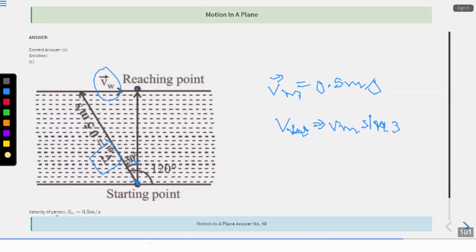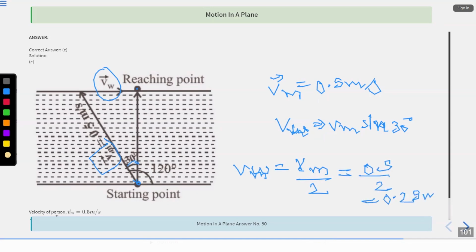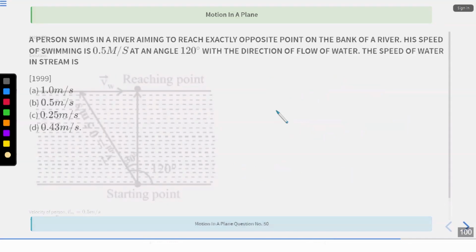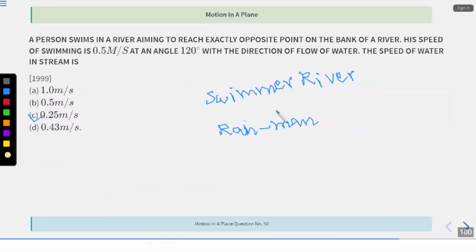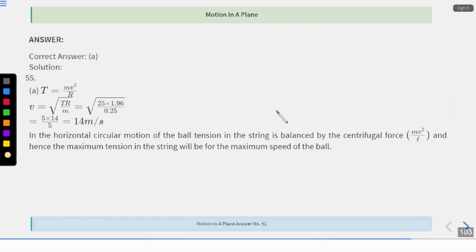Sine 30 degree. And I can write it as Vm is equal to VW. VW is equal to Vm by 2, and that will be 0.5 by 2, and that is 0.25 meter per second. Okay, and that is our option C. Let's move on to the next question.